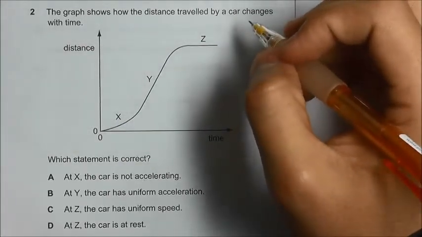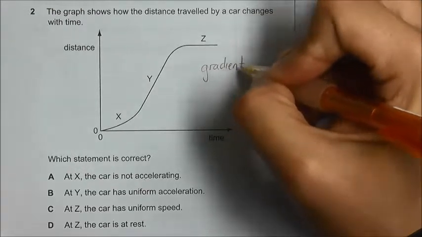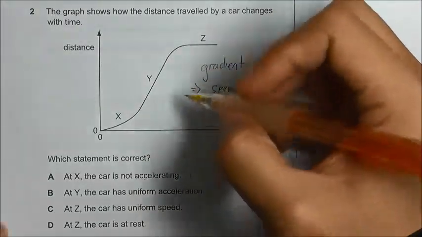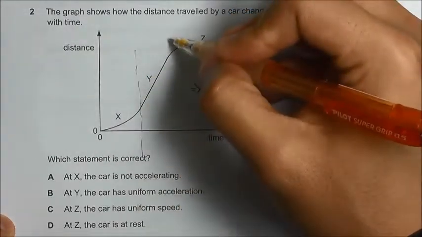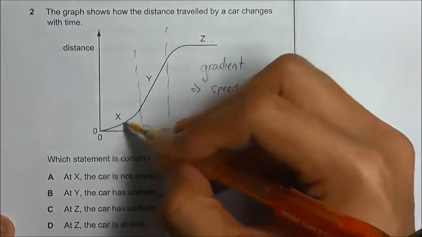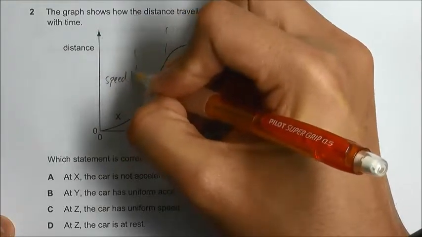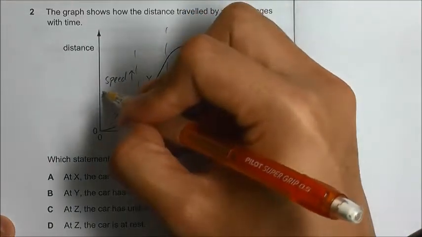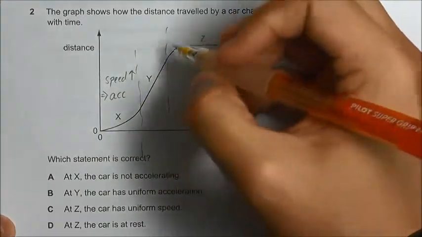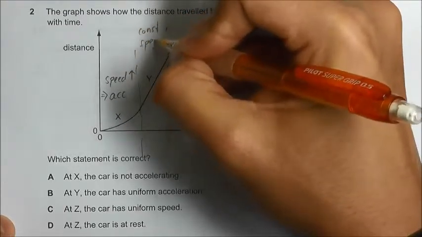Okay, we are given a distance time graph here. So we need to recall that the gradient of the distance time graph will give us the speed. So we can divide this graph into 3 portions: x, y, and z. Okay, for x, right, we see that the gradient is increasing, so the speed is increasing and the car is accelerating.